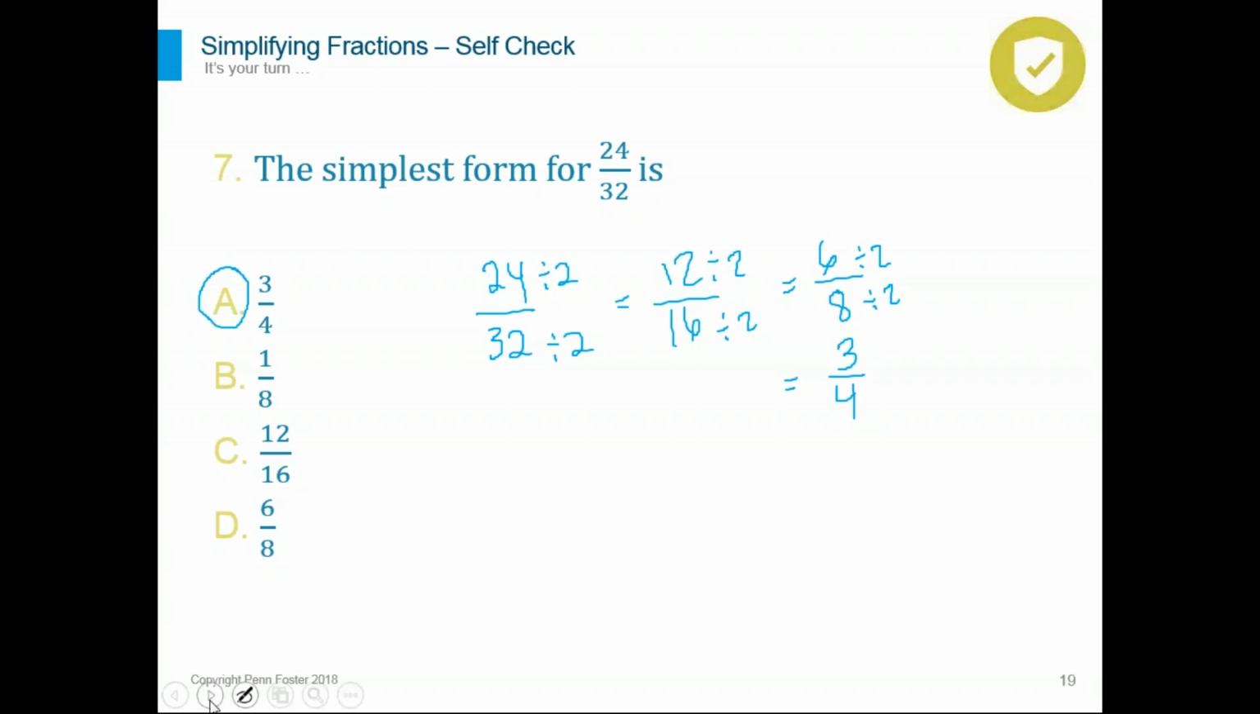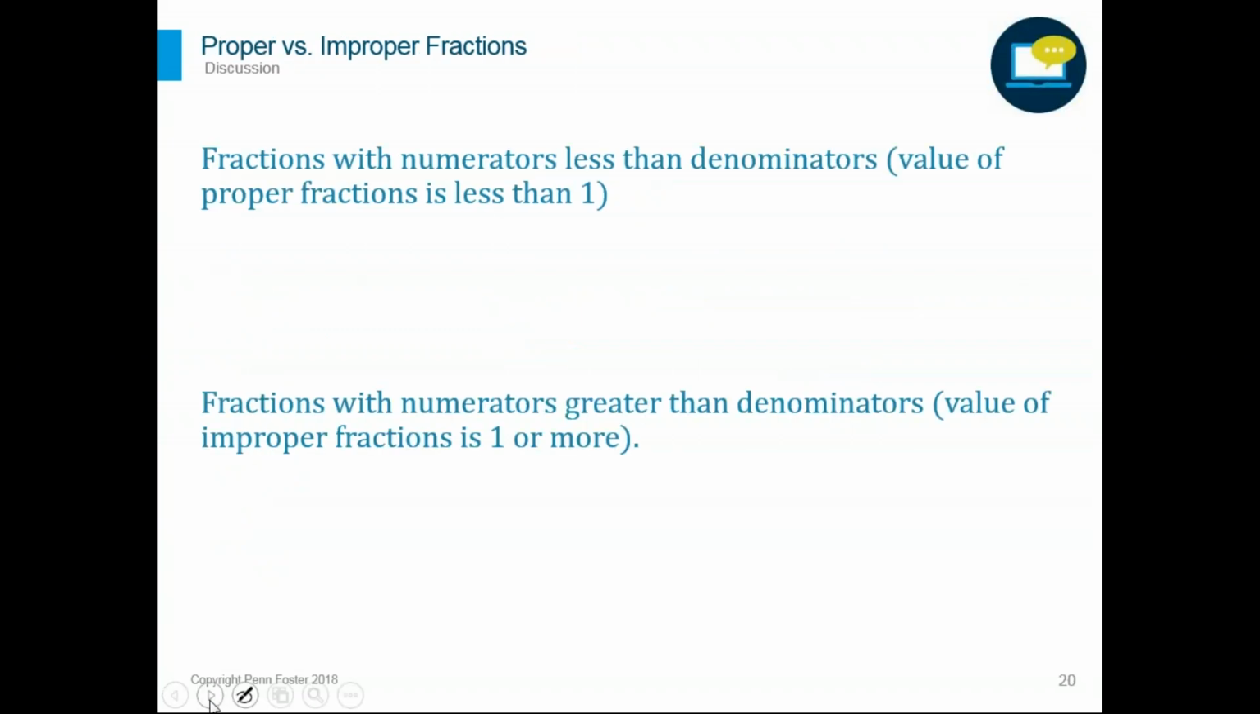Let's go to the next topic, which is proper versus improper fraction. That may be basic information that you already know in your head, but let's go just over it quickly. We have two kinds of fractions, improper and proper. A proper fraction is when the numerator, the top number, is less than the bottom number. Examples, 3 over 7 is a proper fraction. 5 over 20 is a proper fraction. Again, why? Because the top number is less than the bottom number.